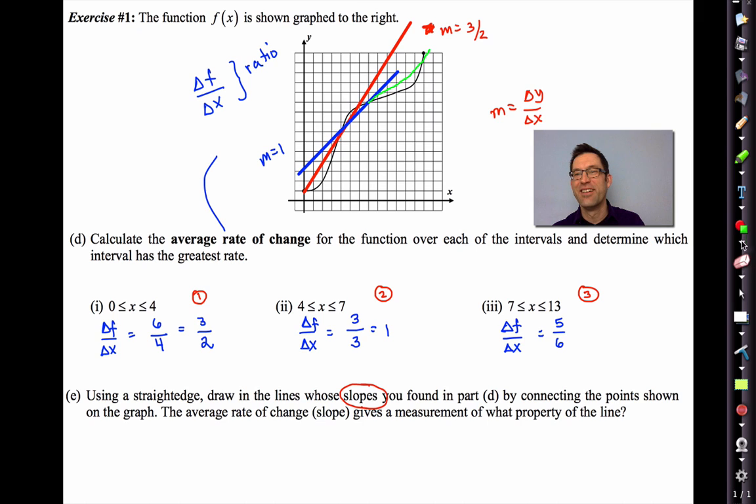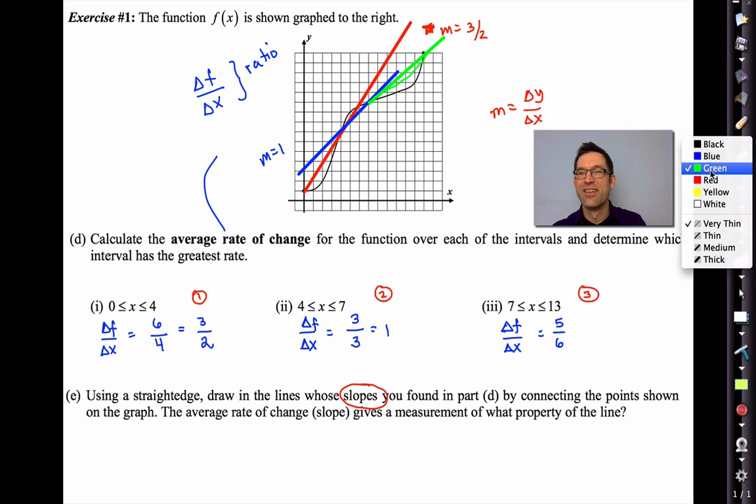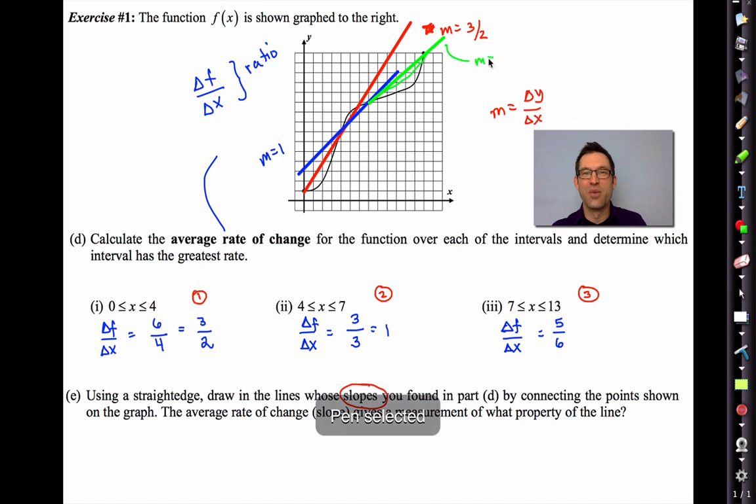That didn't work out very well. Let's try a green line. There we go. And then that last line is the one with the slope of 5/6. All right. Now, what does this measure? It really measures steepness, right? So that's what slope always measures, is steepness. So what we're really trying to do is measure on average how steep the function is, how quickly the function's values are growing compared to how quickly the inputs are growing. Sorry about the messy picture.